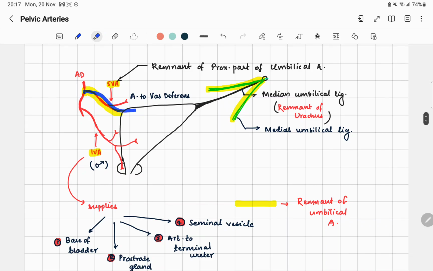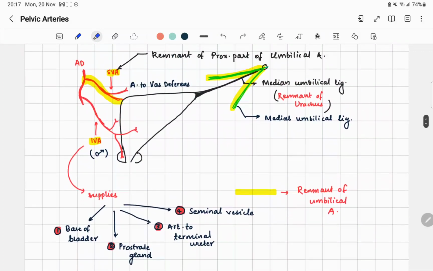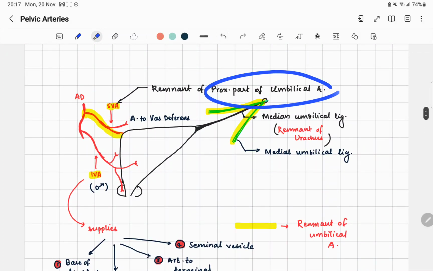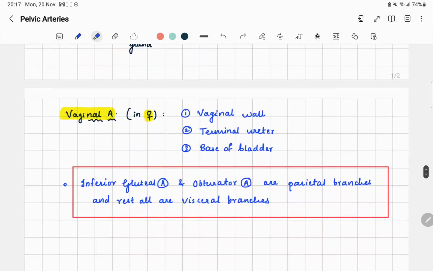And this SVA is your superior vesicular artery, okay. This superior vesicular artery is the remnant of the proximal part of the umbilical artery. So the SVA and these two parts, your medial umbilical ligaments, are all remnants of your umbilical artery, okay.